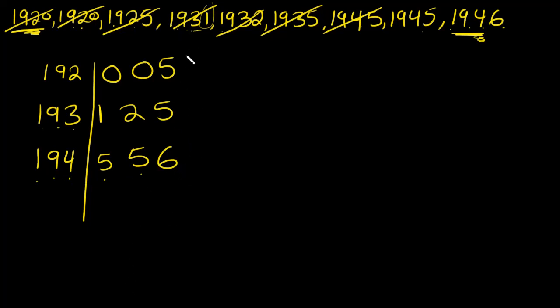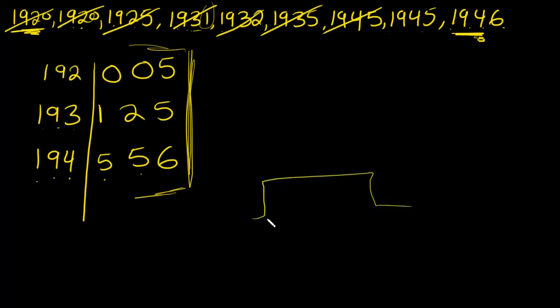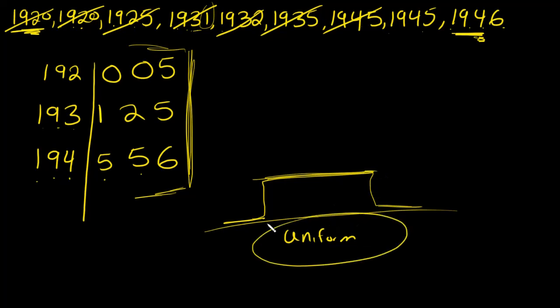Now, what does this distribution look like? They're all exactly the same, right? So this type of distribution, where you have something that looks like this, is a uniform distribution. It's uniform for all the different values of your data. So this is a uniform distribution.